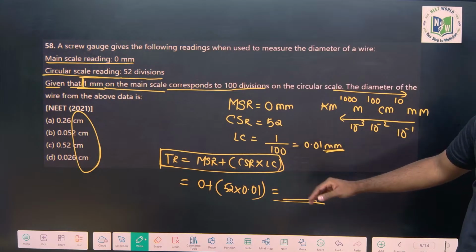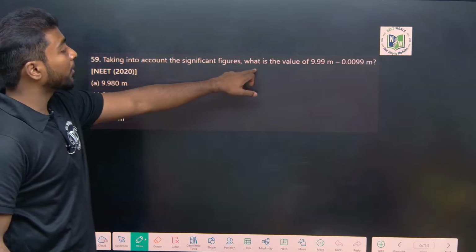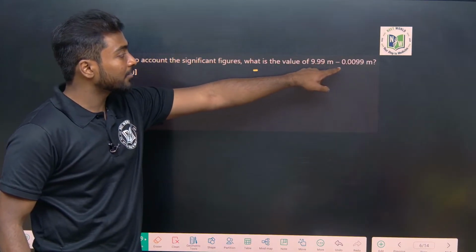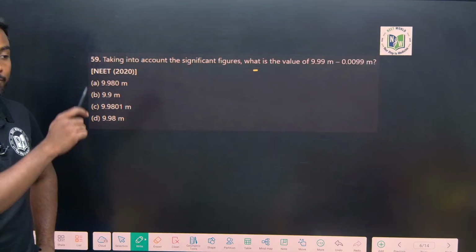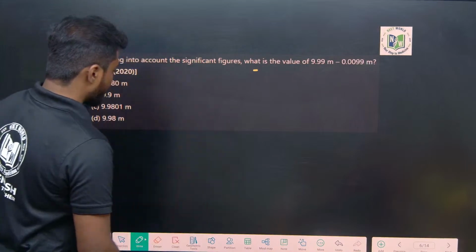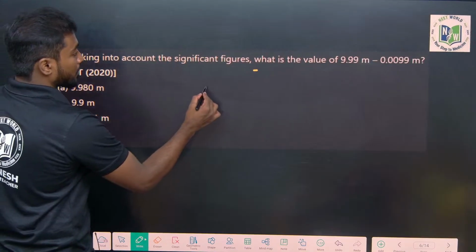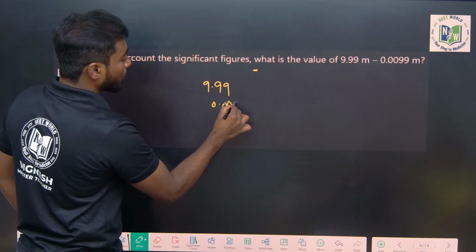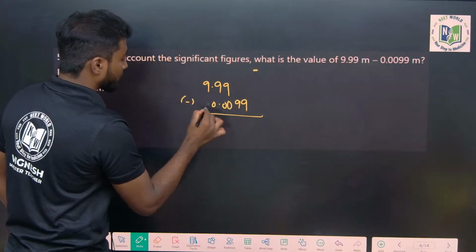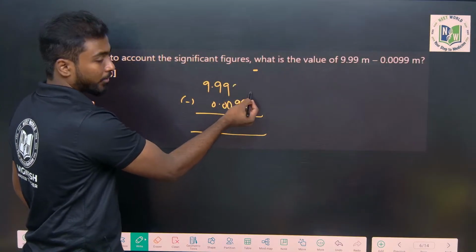Okay, keep the calculation. Do this question now. Taking into account the significant figures, what is the value of 9.99 minus 0.099 meter? This is now subtraction, no? In the first question we have seen multiplication. So in this, 9.99 minus 0.099. What is the answer? So this is 0 0, no?